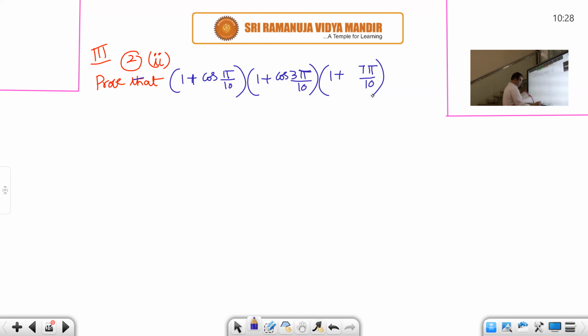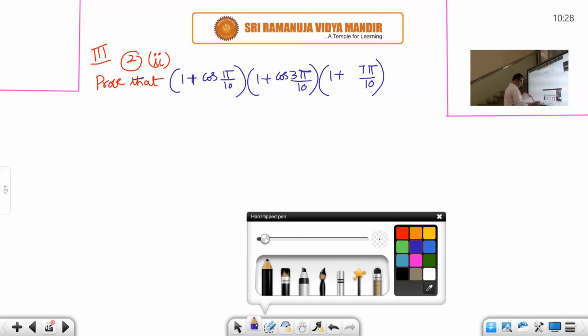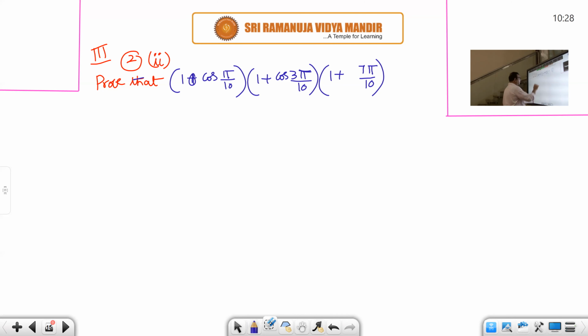That cos has gone, I have written cos, it has gone somewhere and it will come later. I have to wait for it. After some time, it will appear. 1 plus cos pi by 10 into 1 plus cos 3 pi by 10 into 1 plus cos 7 pi by 10 into 1 plus cos 9 pi by 10 is equal to 1 by 16. Right.